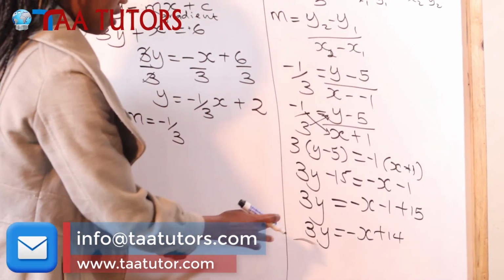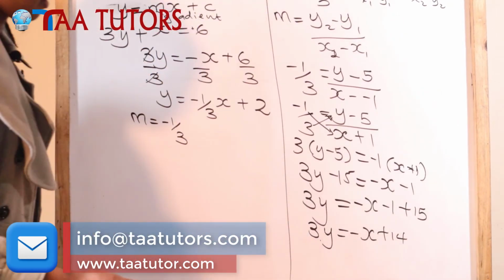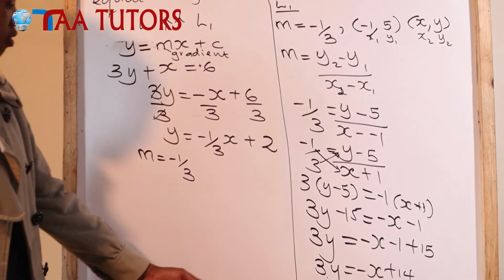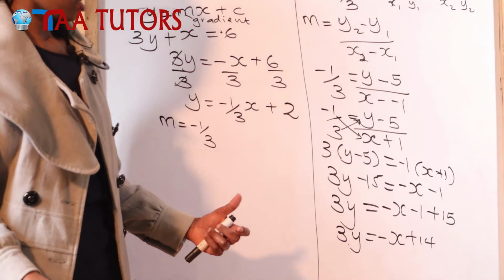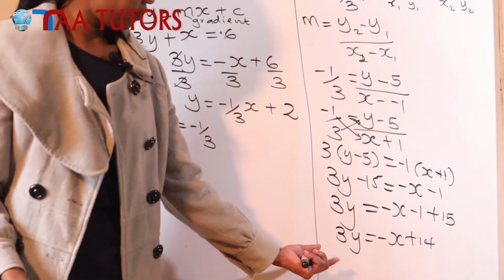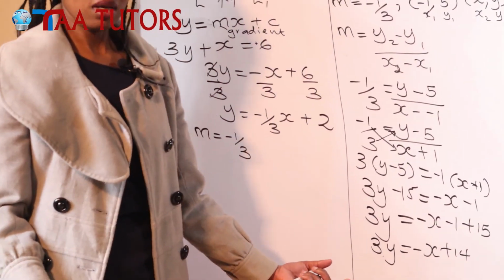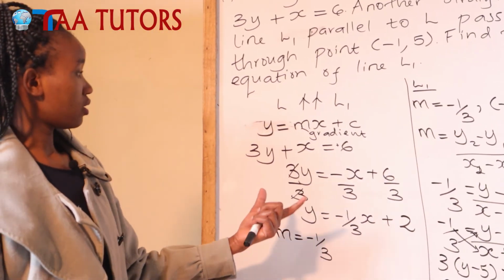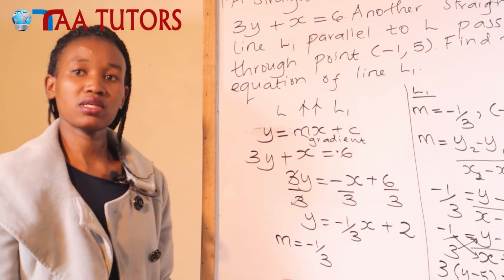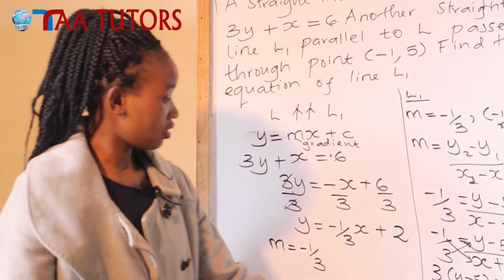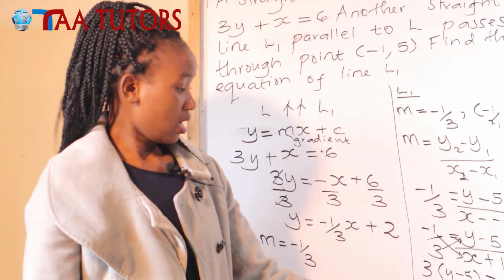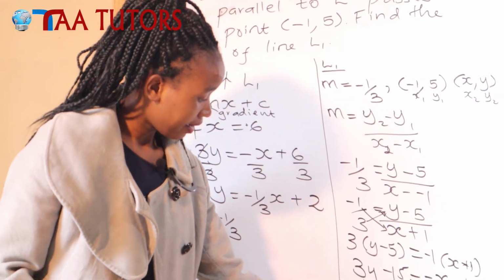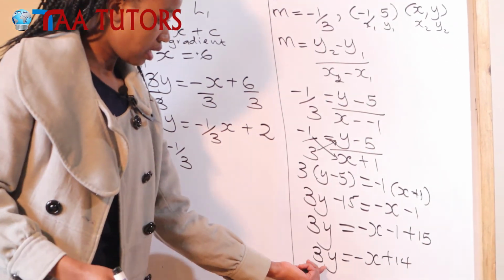Then we divide everything by 3. You can either divide everything by 3 to leave your equation in the form y equals mx plus c, or you can leave the equation the way it is. It's still right unless they specify. If they specify that you write your equation in the form y equals mx plus c, then you'll have to divide everything by 3. Otherwise, you can still leave your answer like this. The answer is still right.